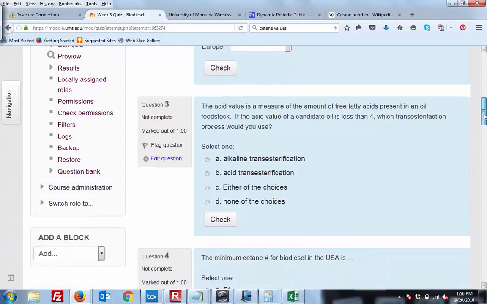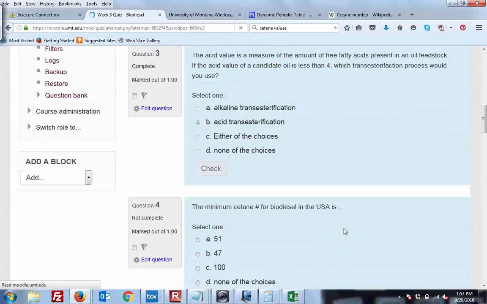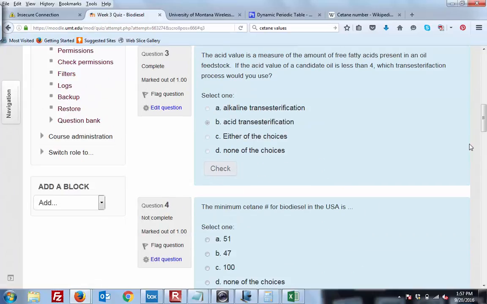It's 3. The acid value is a measure of the amount of free fatty acids present in oil feedstock. If the acid value of a candidate oil is less than 4, which transesterification process would you use? I thought it said more than 4. No, that's more than 4. Acid would be more than 4.